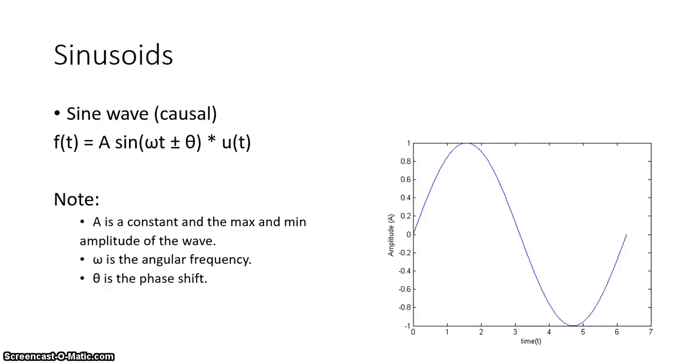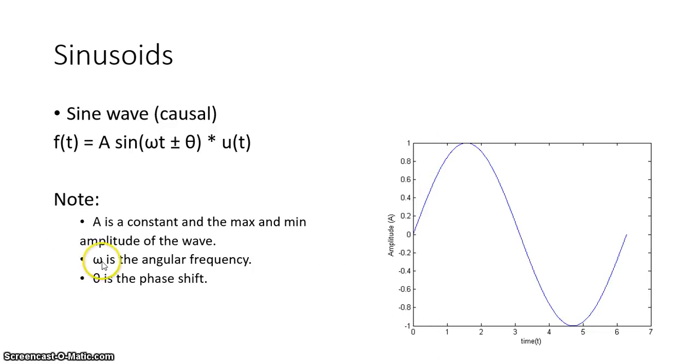Let's look at the sinusoid, which is the last one that we'll take a look at. We're making this causal again, so we're not looking at anything before 0. Mathematically that's represented by f of t is equal to a sine of omega t plus or minus theta, times the unit step, where a is a constant and represents the maximum or minimum amplitude. In this case, a is equal to 1. That's why we have 1 here and minus 1, the maximum and minimum amplitude.